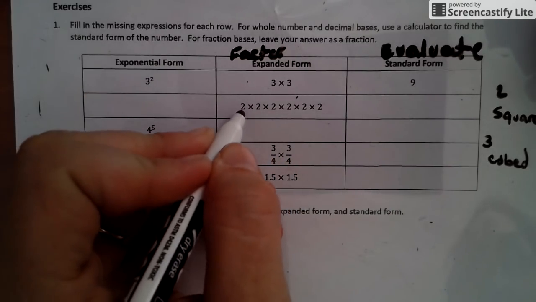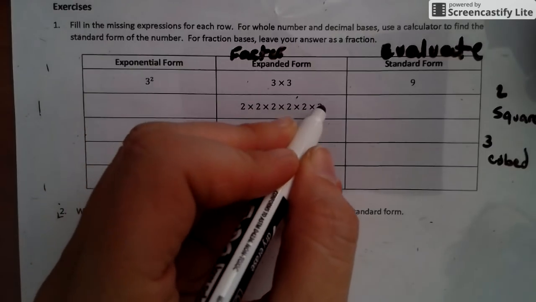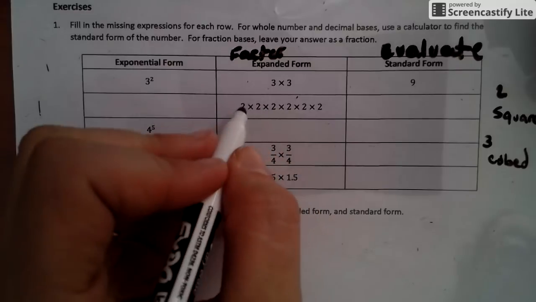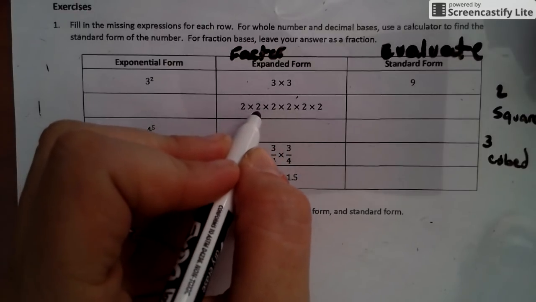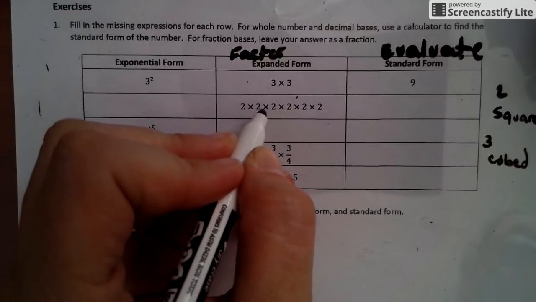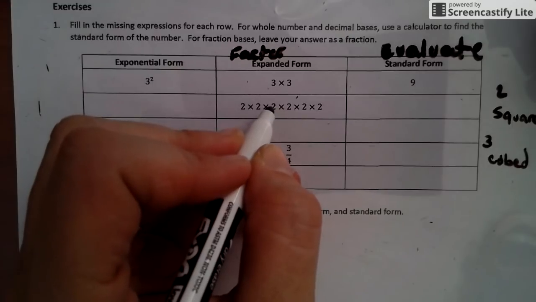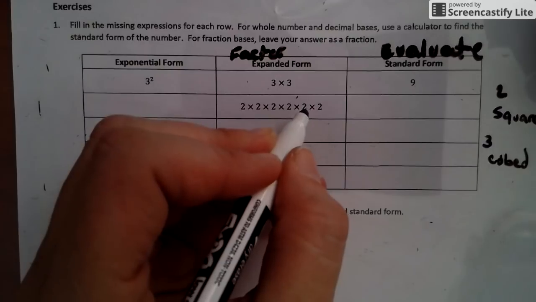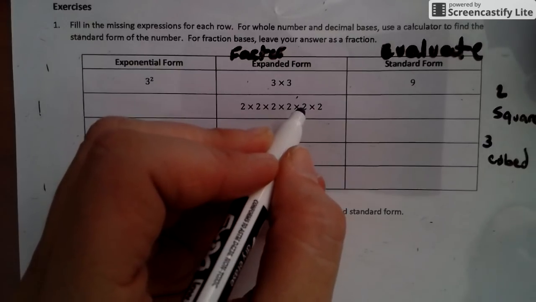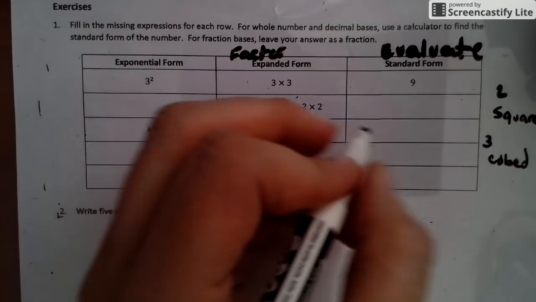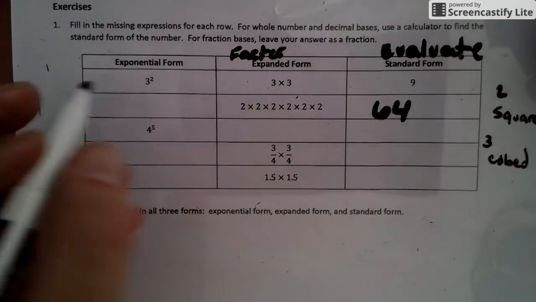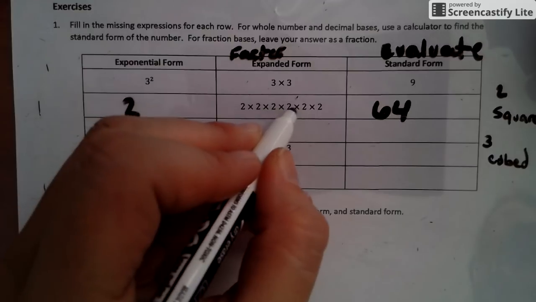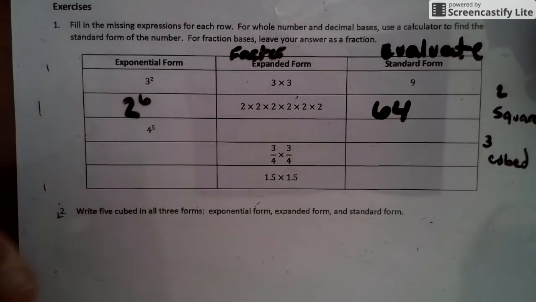So this is 2 times 2 times 2 times 2 times 2 times 2. Now be careful. It's not 2, 4, 6, 8, 10, 12. Be careful. 2 times 2 is 4. 4 times 2 is 8. 8 times 2 is 16. 16 times 2 is 32. And 32 times 2 is 64. So in exponent form, this is a 2 written 1, 2, 3, 4, 5, 6 times.